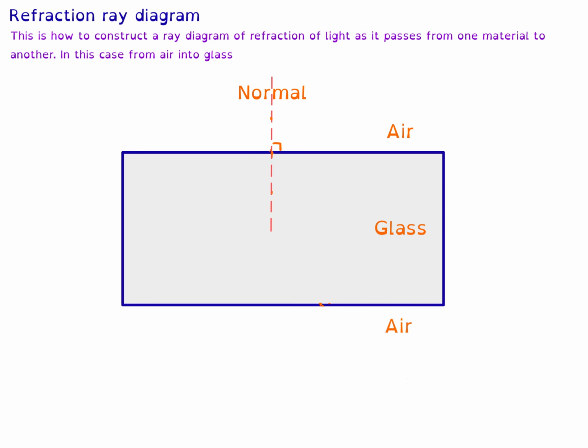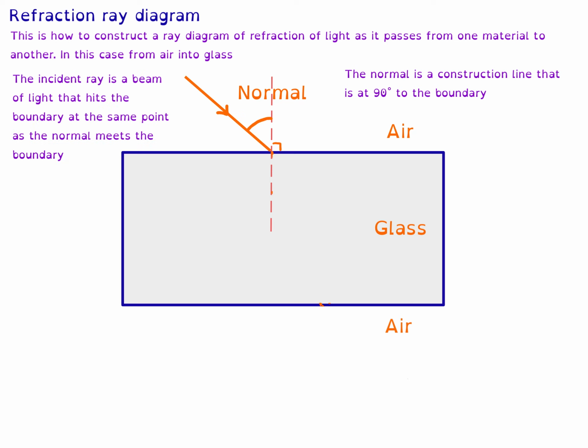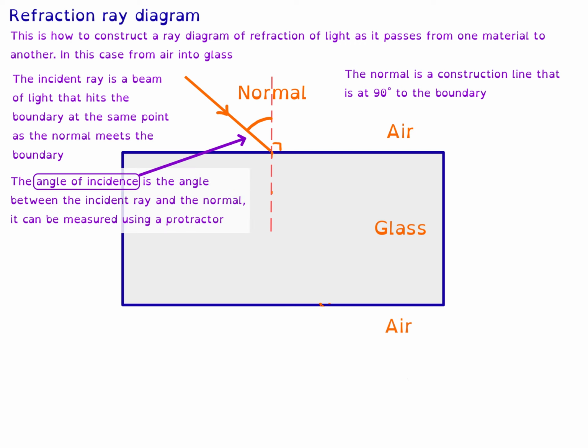This is how to construct a ray diagram of refraction of light as it passes from one material into another, in this case from air into glass. The normal is a construction line that is at 90 degrees to the boundary. The incident ray is a beam of light that hits the boundary at the same point as the normal meets the boundary. The angle of incidence is the angle between the incident ray and the normal. It can be measured using a protractor.